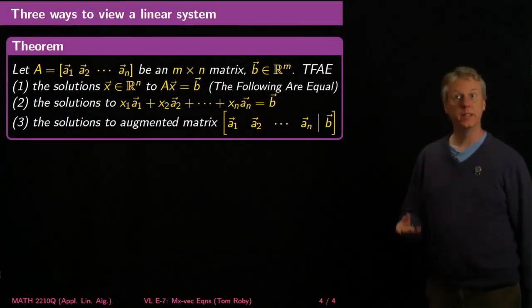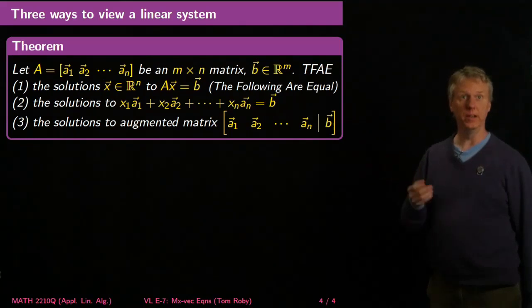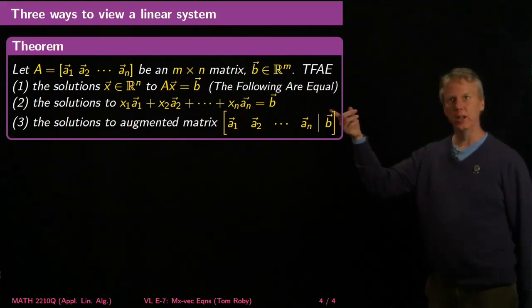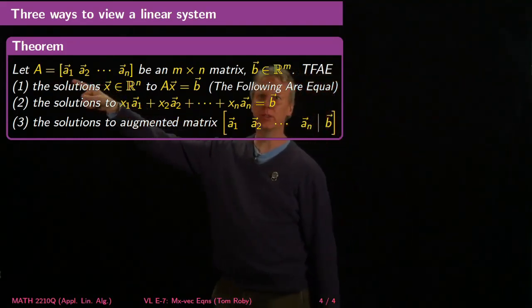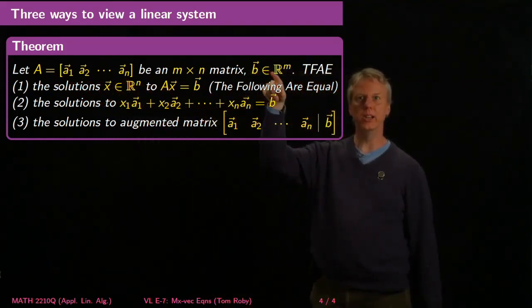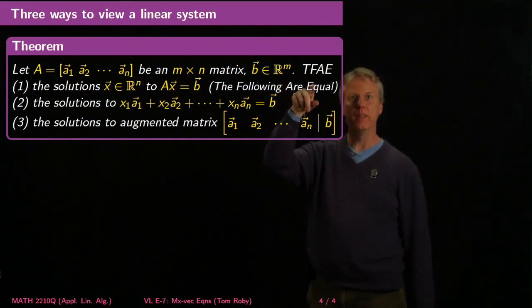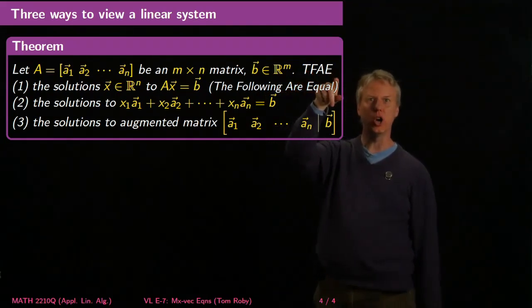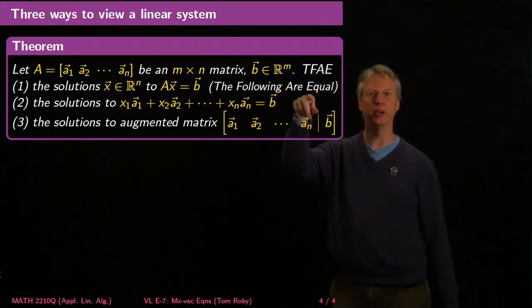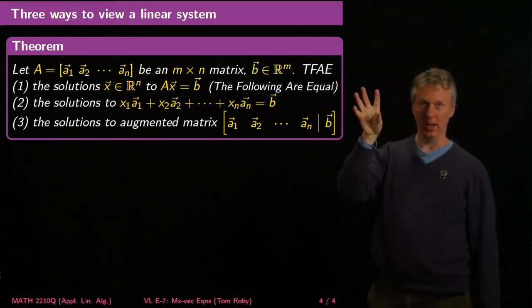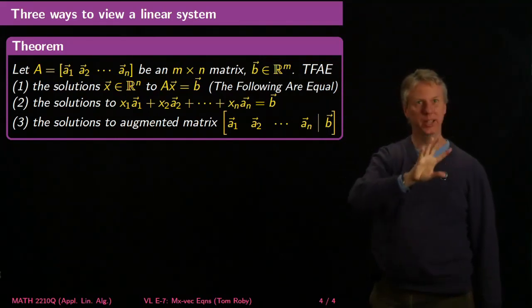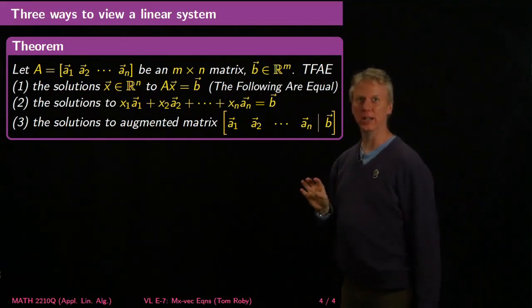OK, so now let's consider this at the level of theory. We'll write down a theorem. Suppose that A is an m by n matrix with those columns, and B is any element of R^m. Then the following, TFAE, is jargon in mathematics we usually use for "the following are equivalent." In this case, I mean the following are equal. Trying to fit everything on the slides and still leaving room to write means that I sometimes need to use some shorthands.